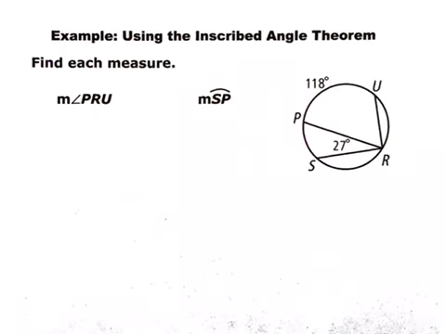Find the measure of each. So here they ask for the measure of PRU. Well, PRU is this angle here. And so to find that, we have to do a couple of things. The first thing we need to do is actually find the measure of arc SP. Well, I know that arc SP should be double the angle that's cut by it. So if the angle here is 27, this arc should be 54.